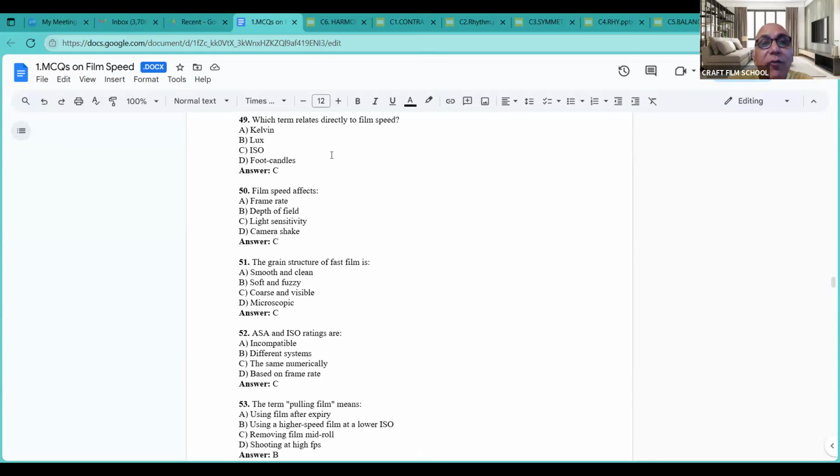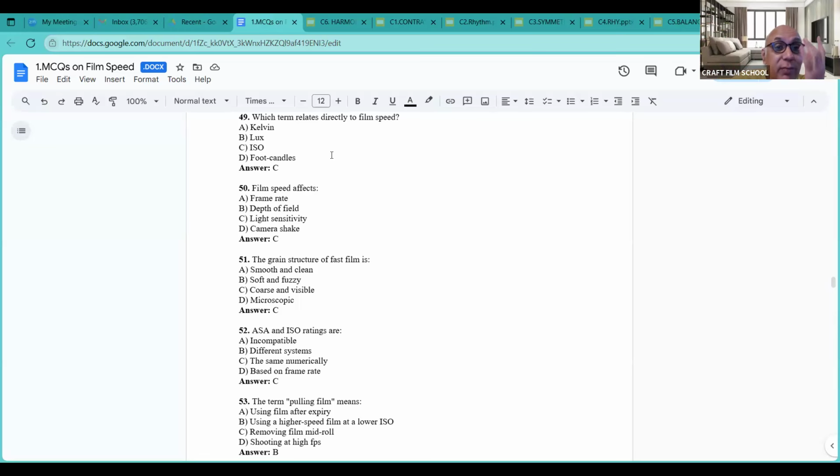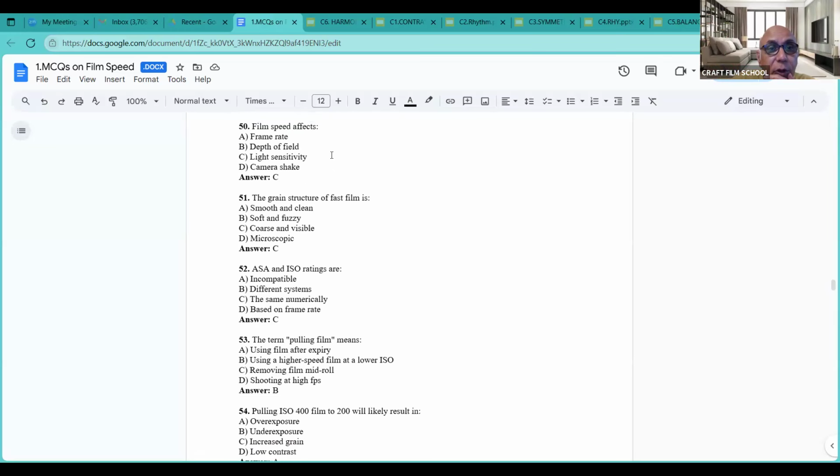ISO is the way we define the speed. Foot candle is for the light quantity. So we will also discuss some physical characteristics and some other characteristics of the light in some other lecture. So it's a bit technical, but if you don't understand, you will mess it up. Film speed affects what? Frame rate?